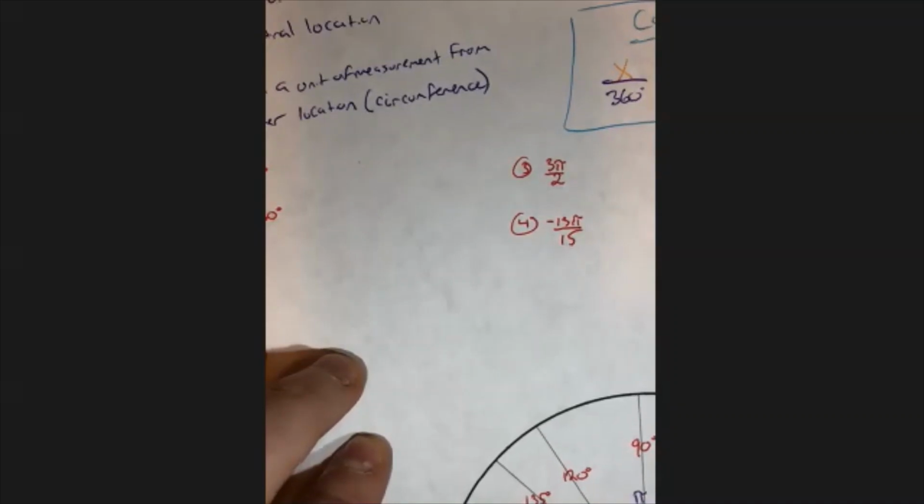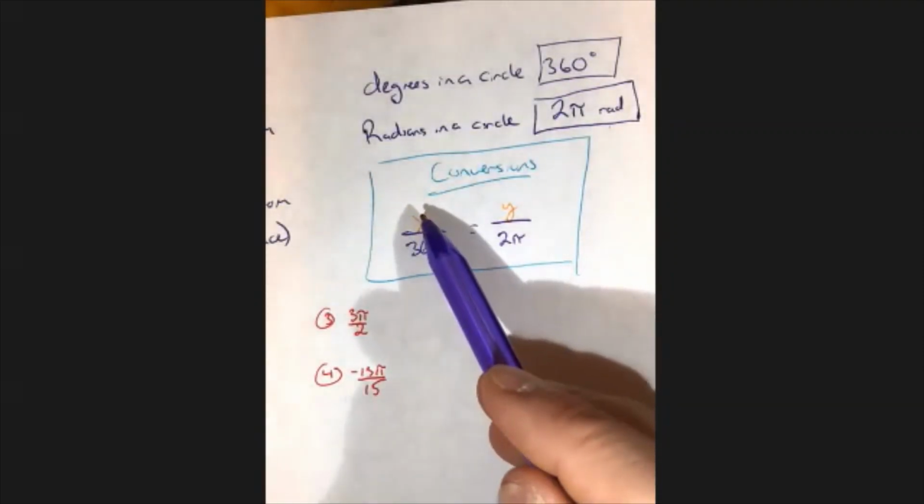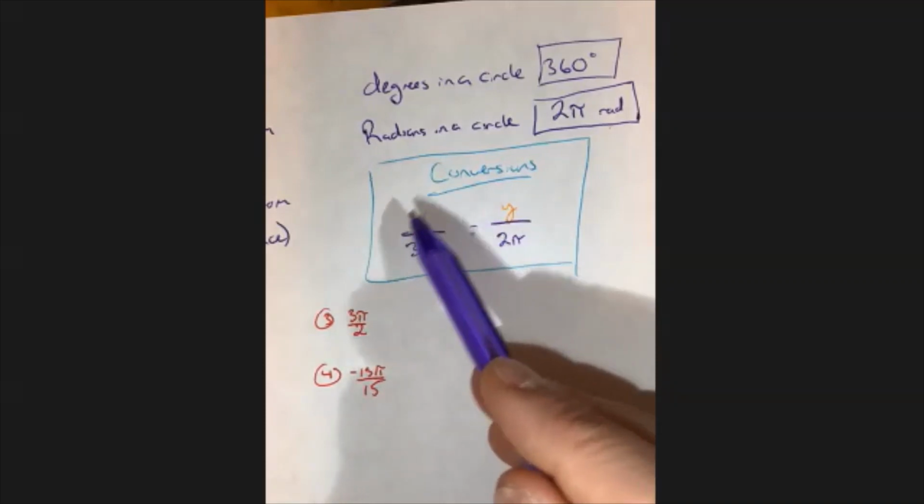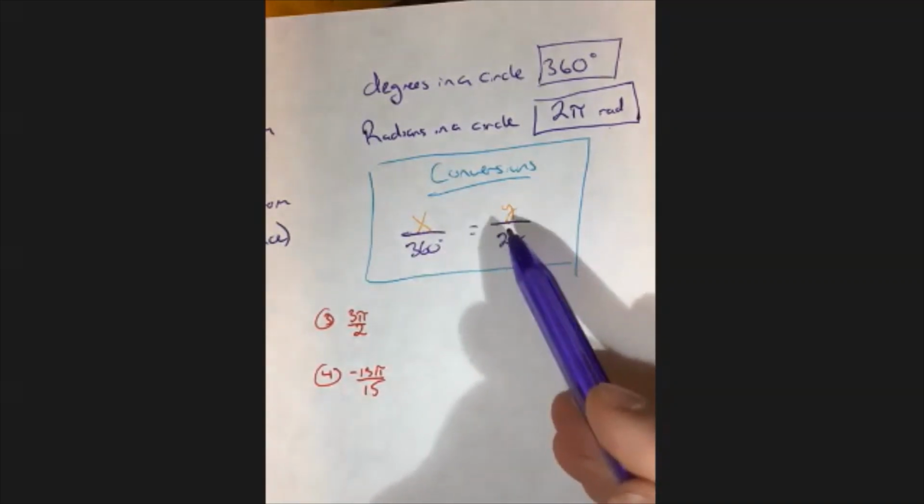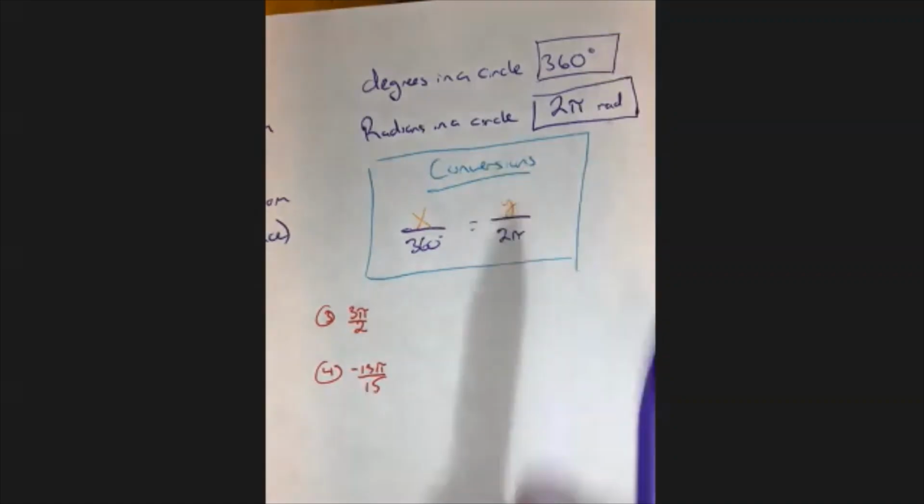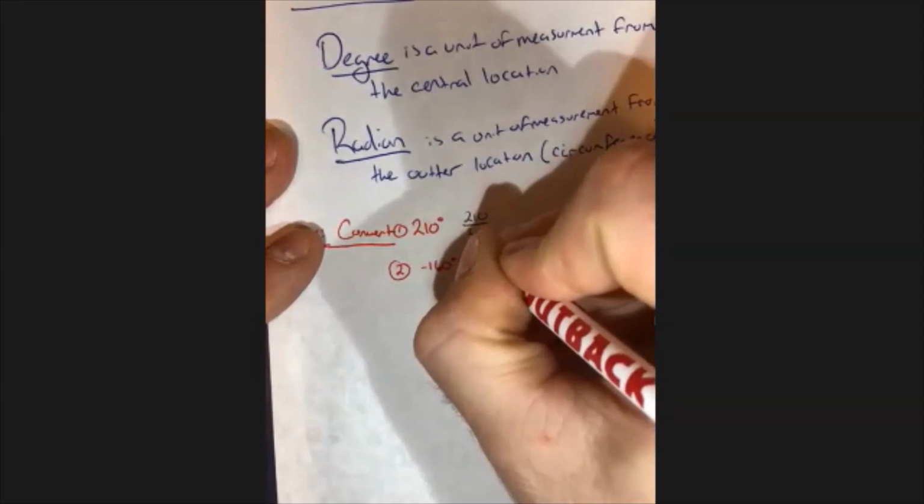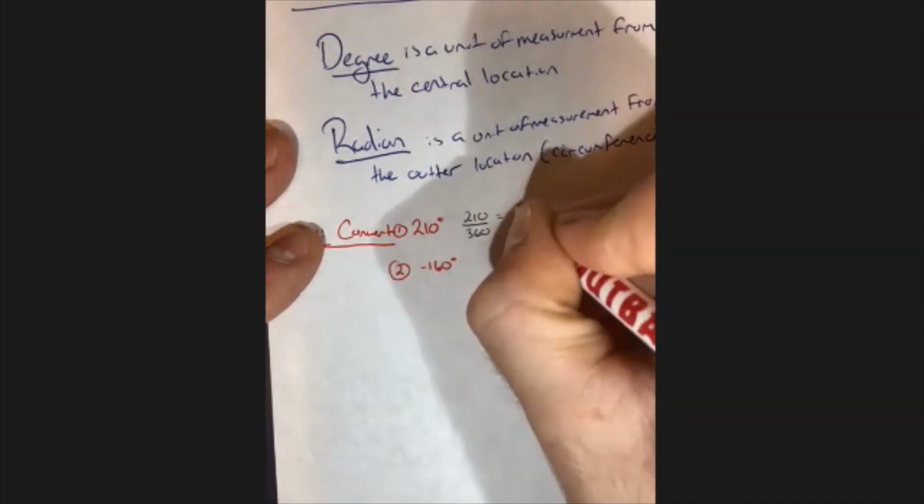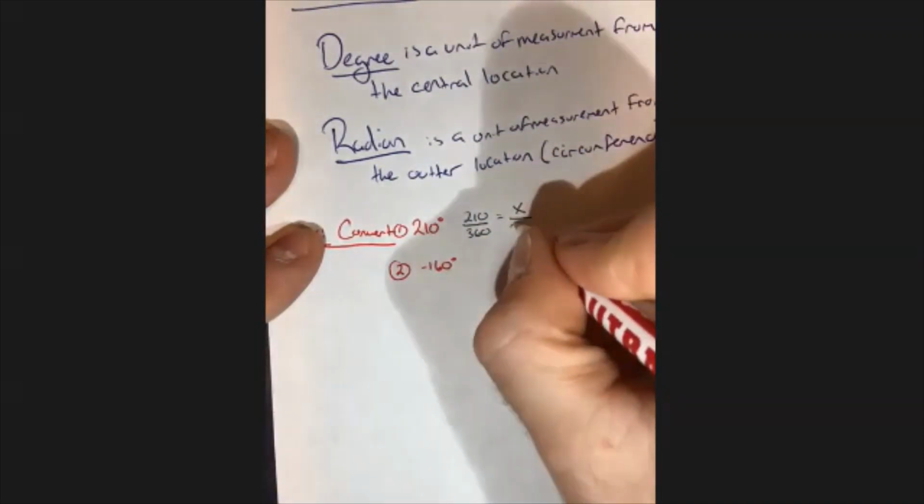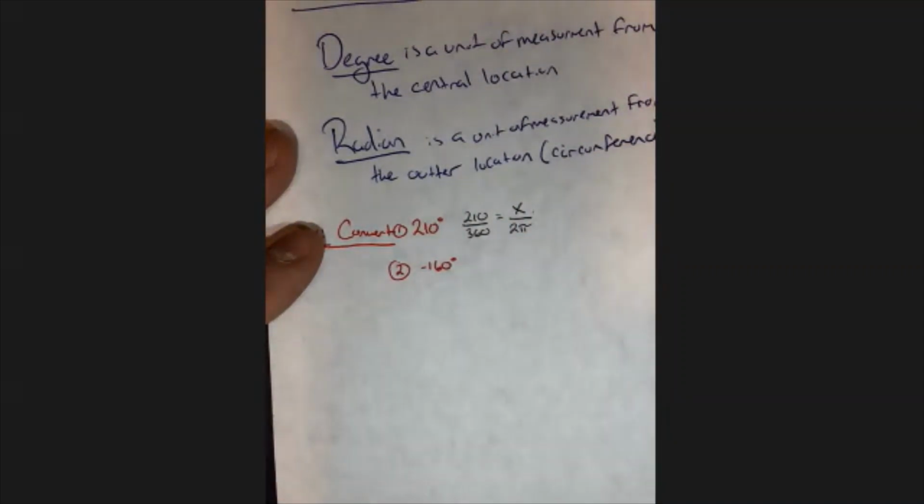And so let's take a look at how we're actually going to solve that. With converting degrees to radians, I'm going to consult this over here. I have degrees, so I'm going to fill in this. Some degree over a circle is equal to some other radian over a full radian. So I know I have 210 out of a full circle, and that's some number out of 2 pi. I just need to figure out what x is equal to.